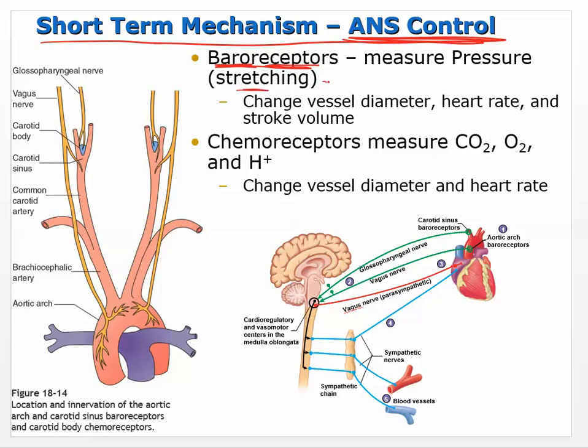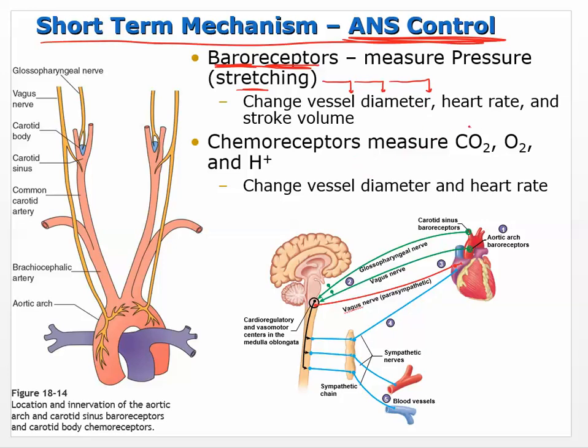It usually is activated by stretch, so with more blood pressure, it will result in a change in vessel diameter. It may cause some vasodilation, and it may reduce your heart rate and stroke volume. And so that's going to reduce your blood pressure.